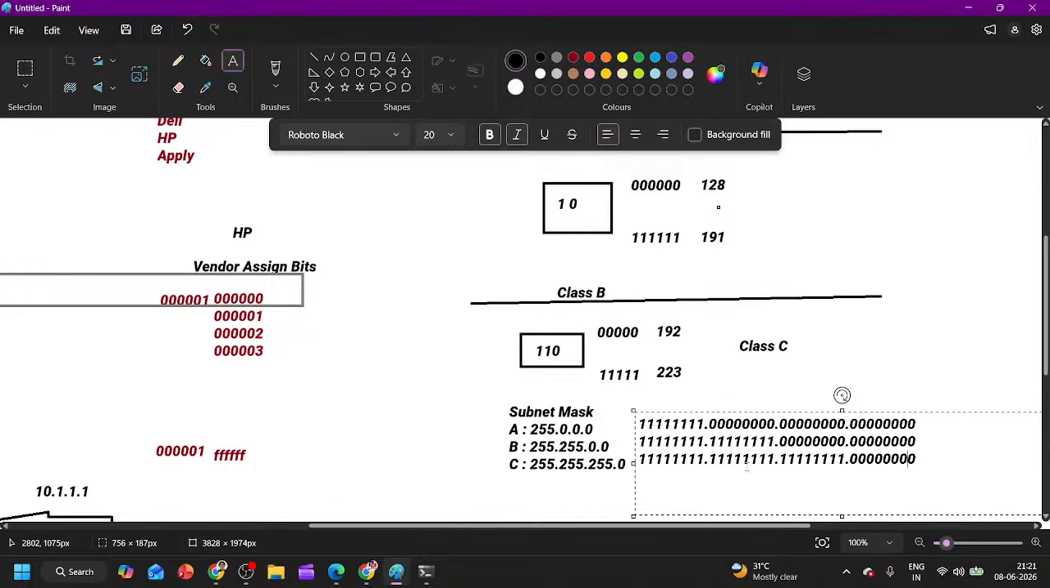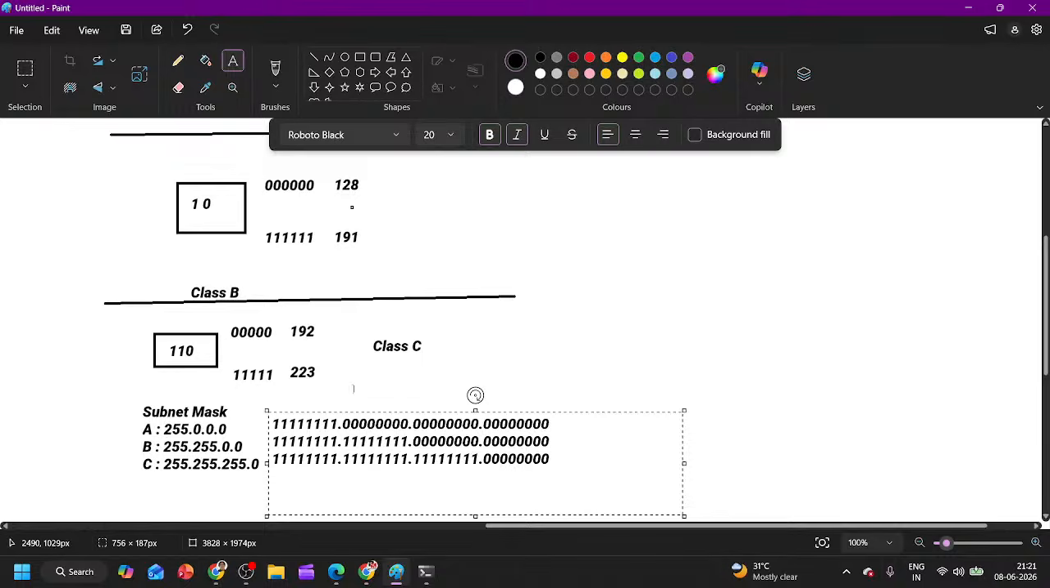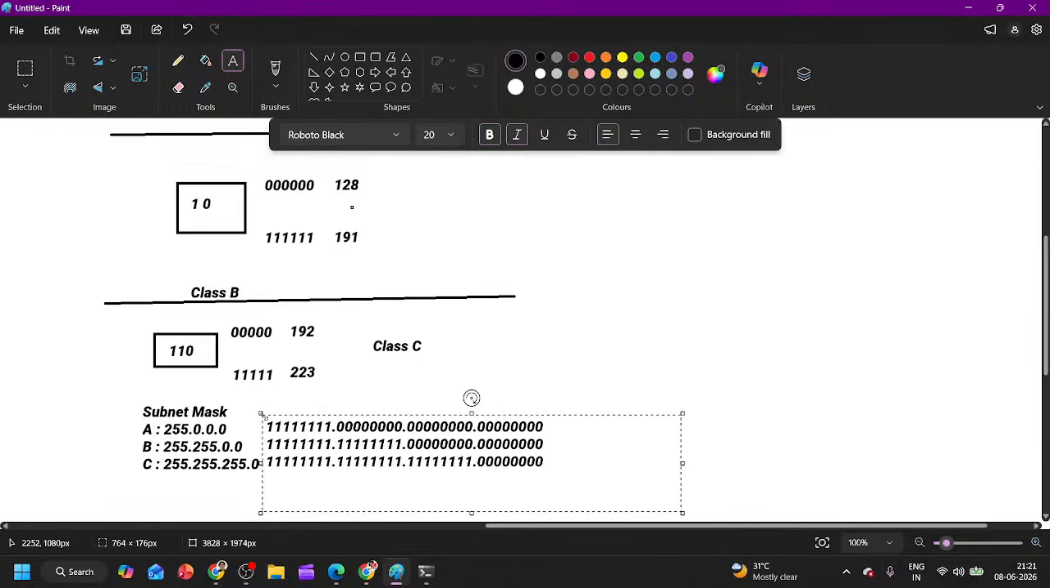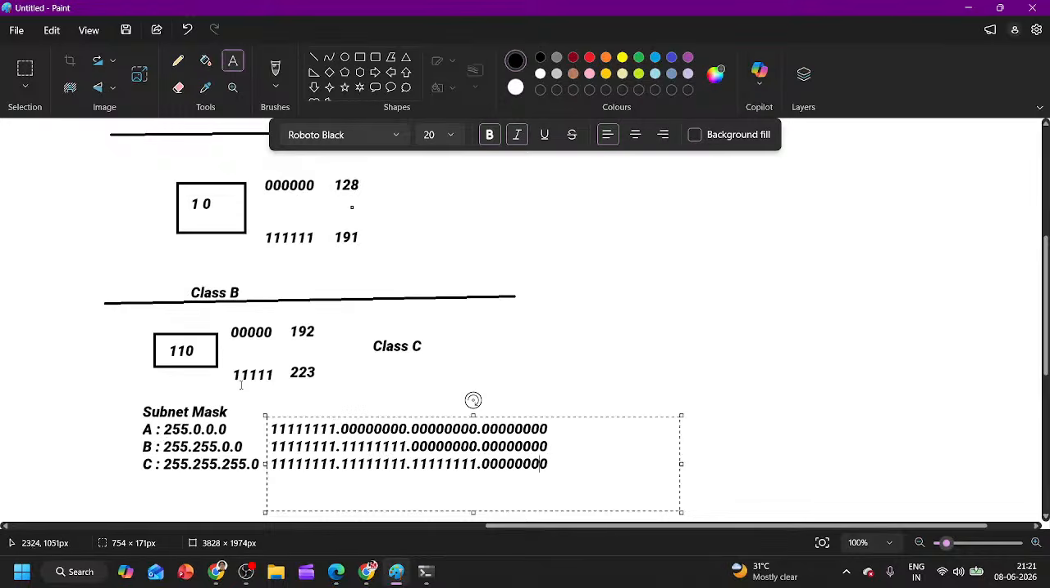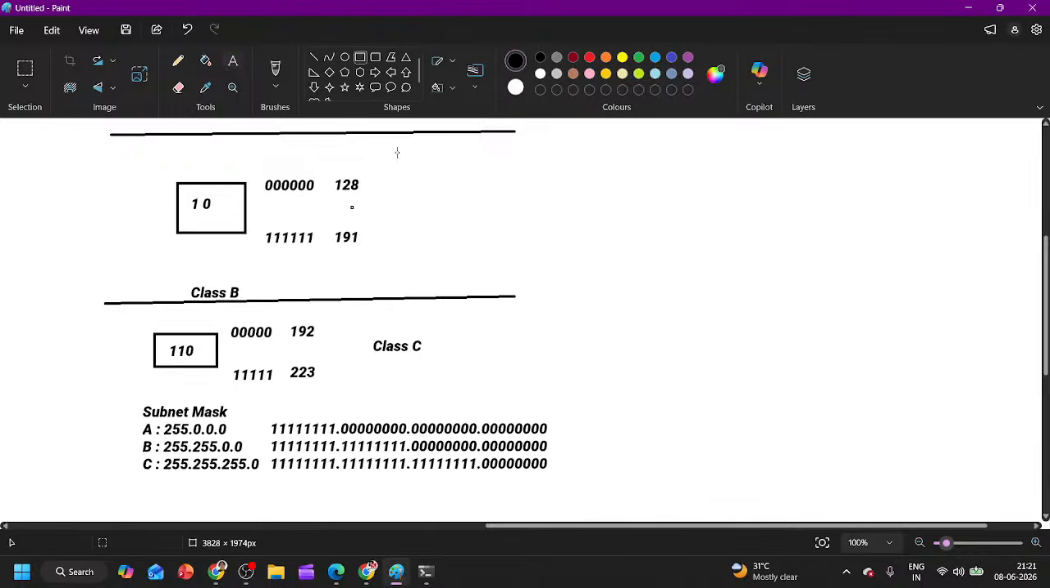Correct? So now you can count it easily. In the first subnet mask, which is reserved for class A, there are 8 ones, meaning 8 network bits. In class B, 16 network bits. In class C, 24 network bits. And you can also calculate the number of host bits.